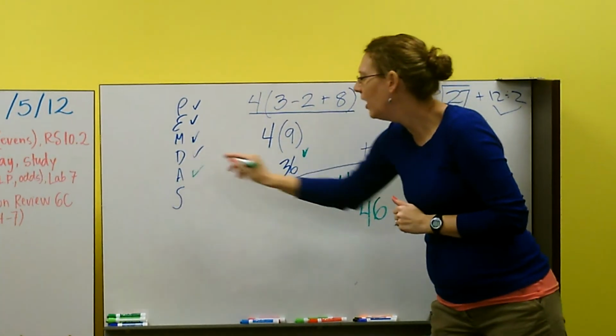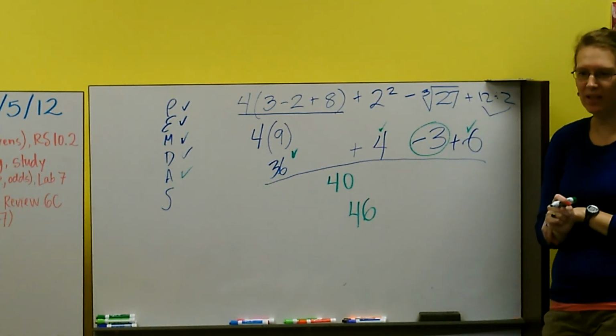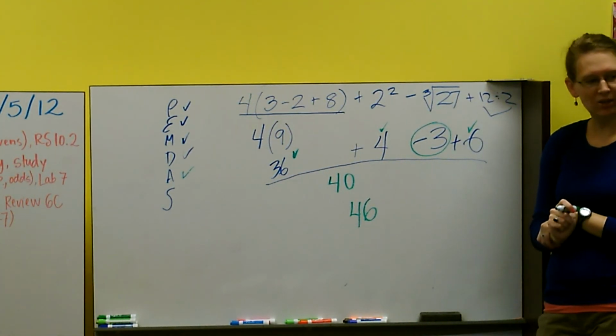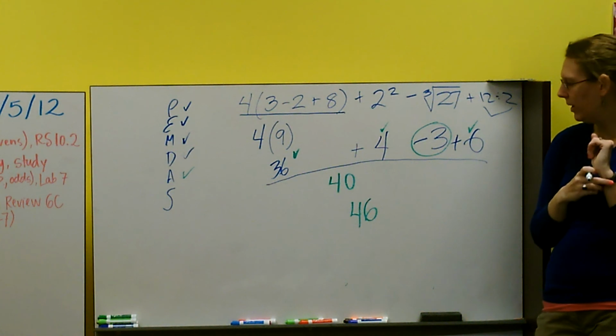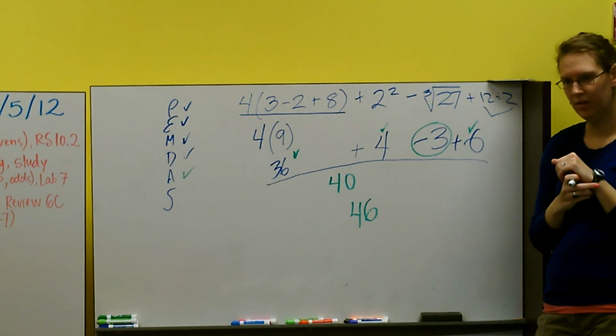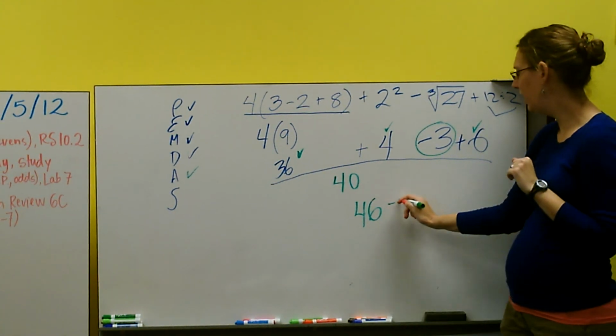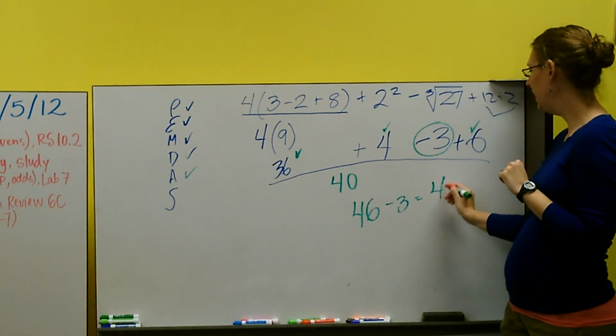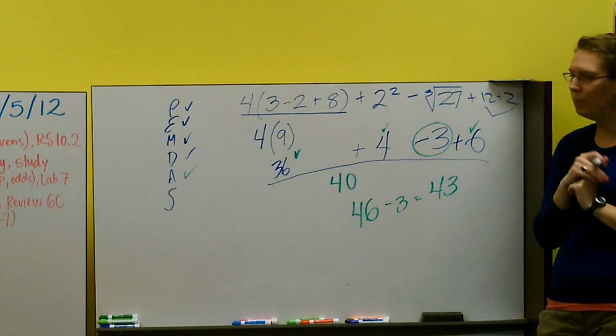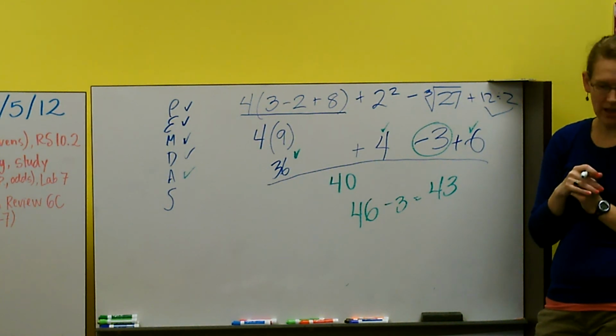So she's taking care of all of our addition. So Damon, that brings us back to you. Do we have any subtraction left? Yes. So what do I want to do? 46. Subtract 3, and you get what, Damon? 43. Good. So when we simplify that whole problem, our answer is 43.